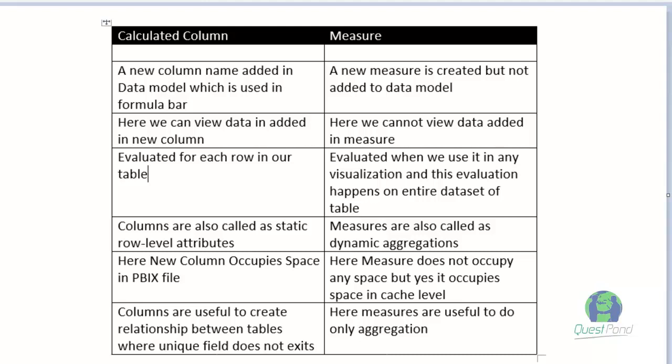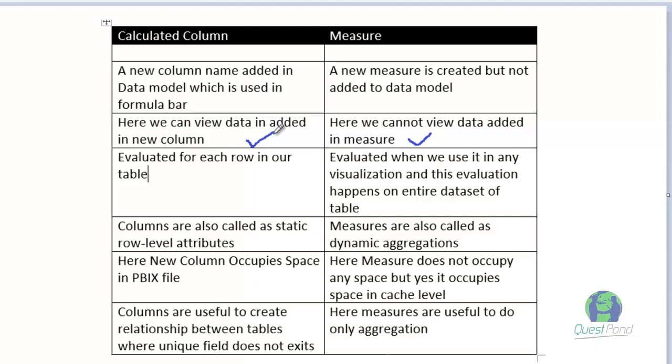When a new column is added to the data model via some formula, then that column is known as a calculated column, whereas a new measure is created when you do some kind of aggregation based on the entire data set. This is how a measure and a column are generated in a data model. Now when a column is added to the data set, yes, we can view that column and its data, but when a measure is added, we cannot view that data. This is one more difference. You can see that here in our second line.